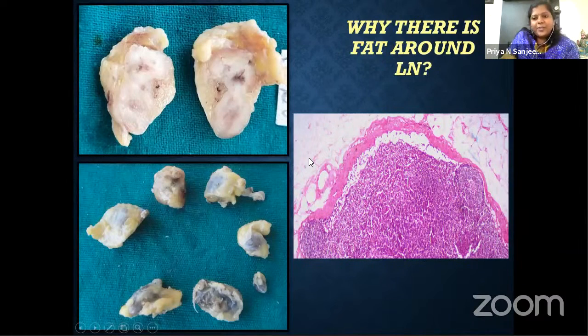Coming back to the question, why is there fat around the lymph node? So these are some of the gross pictures where the fat is around the lymph node, and here again some lymph nodes with fat. This is the histological section showing adipose tissue near the capsule.